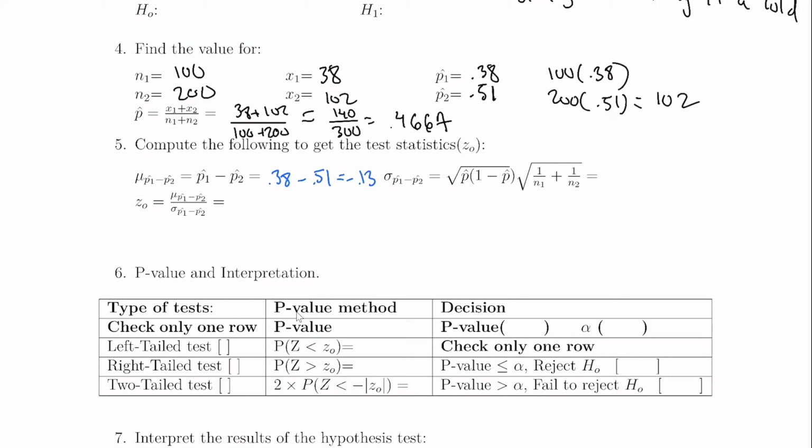So next we're going to do the standard error. For the standard error, we're going to say square root of p hat, which is 0.4667, times 1 minus 0.4667. And then you multiply that by the square root of 1 divided by n1, which is 100, plus 1 divided by n2, which is 200. For this one, I'm going to run out of room, so I'm going to do that down here.